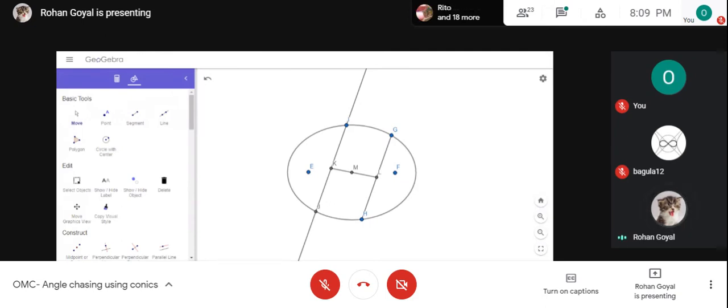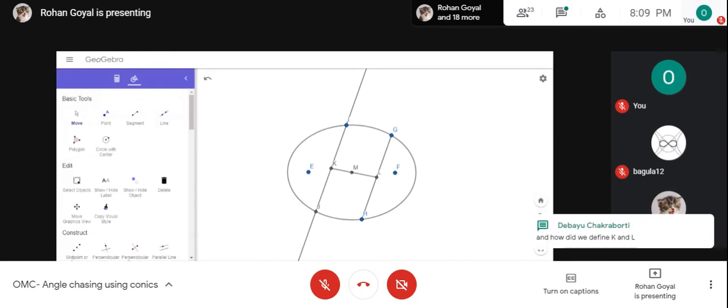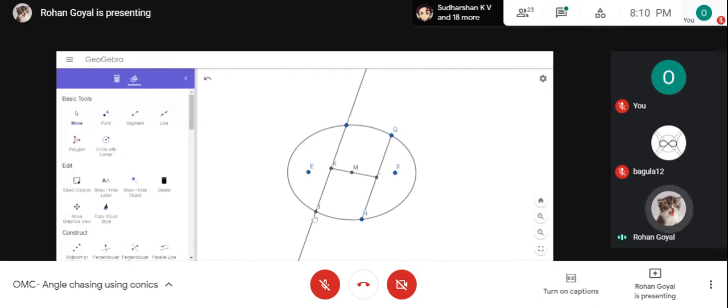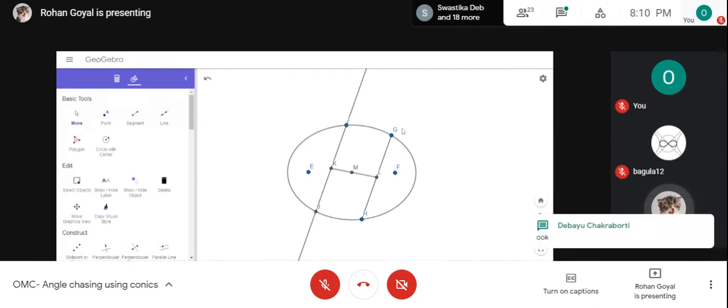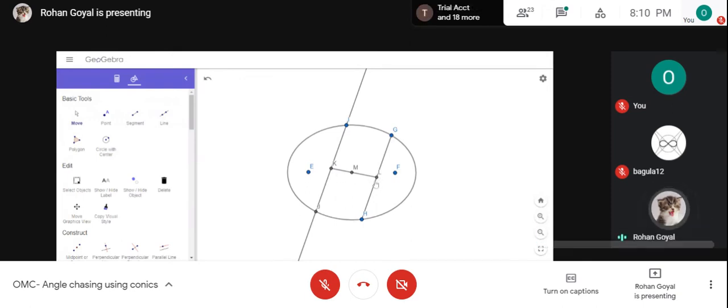Is this fine? What the point M is, right? So this is the claim. Can someone try to prove this? GH and IJ are two parallel chords of the ellipse. K is the midpoint of IJ, L is the midpoint of GH, and K, M, L are collinear. This is the claim. Can you prove it?